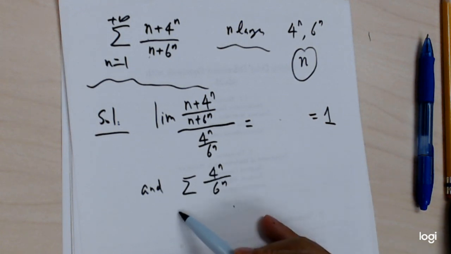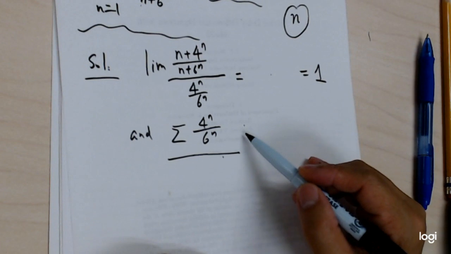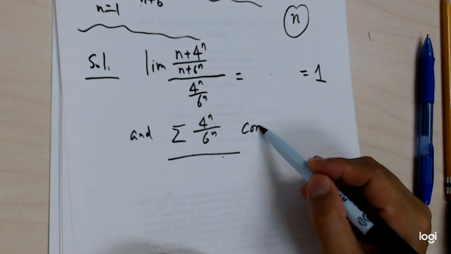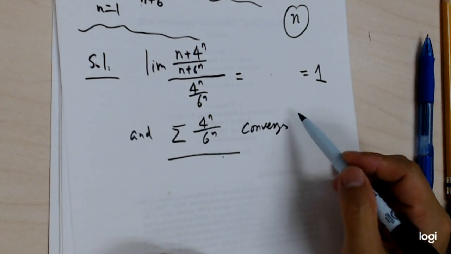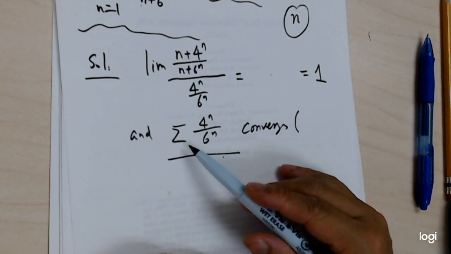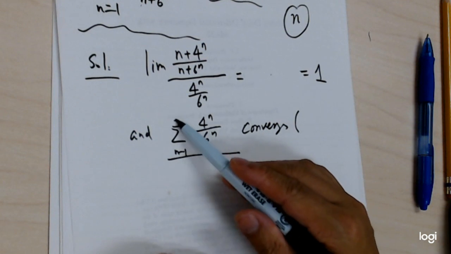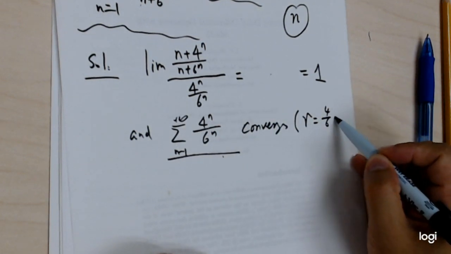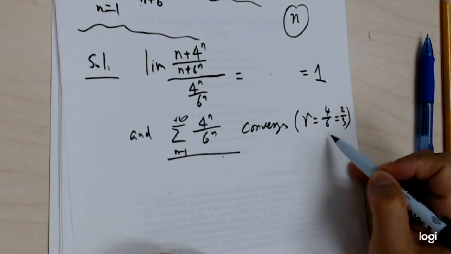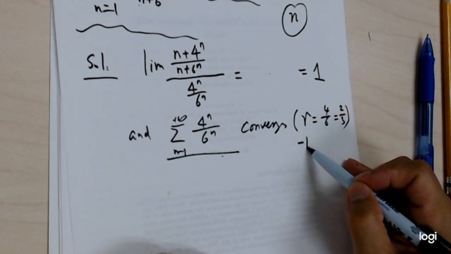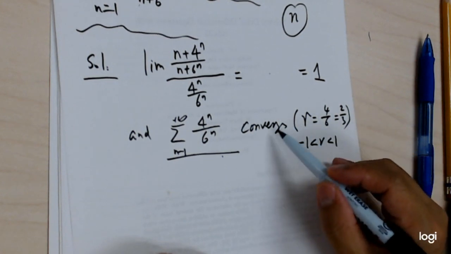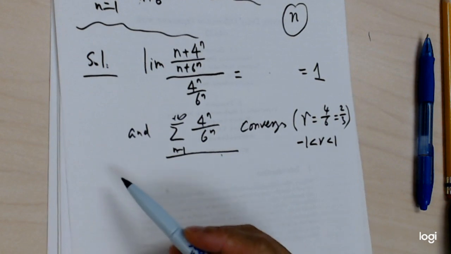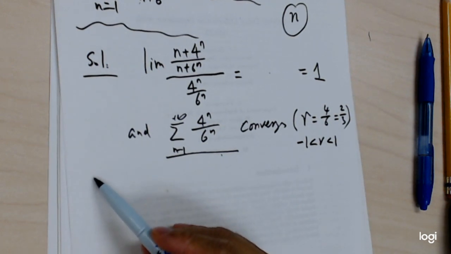And this guy, we know, what kind of series is it? Think about that one. This one converges because it's a geometric series. Write this apart and see what you see. The ratio r is 4 over 6, in other words, 2/3. Now, once again, it's between -1 and 1. That's how I know this guy converges. And thus, once again, the original one converges as well.